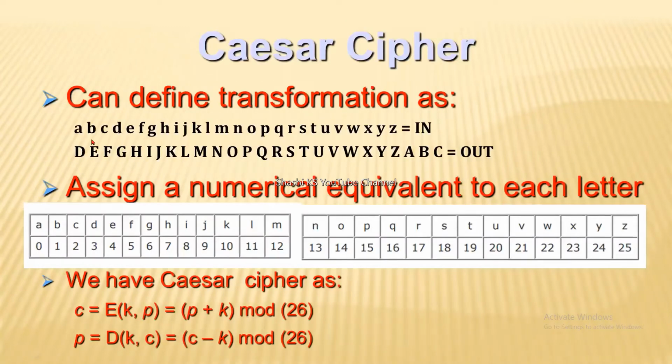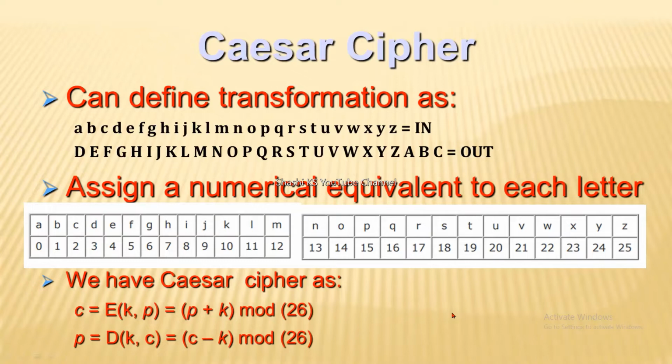Generally, for all the letters of the alphabet from A to Z, you can define the transformation like this. A would be replaced with D, B will be associated with E in the ciphertext, C would be associated with F in the ciphertext, Z would be associated with C in the ciphertext, and so on. If we assign a numerical equivalent to each letter in Caesar cipher, it would look like this. A would be associated with 0, B with 1, C with 2, and so on, up to Z, which would be associated with the number 25.